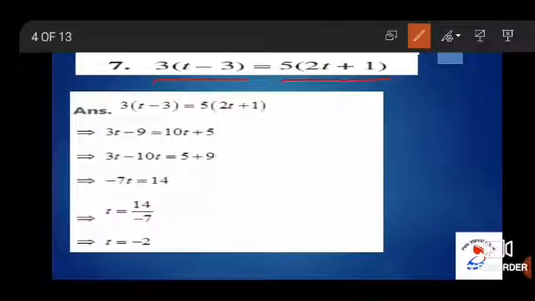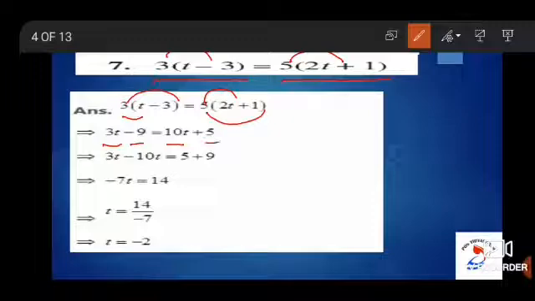As I have told you, if a bracket is given, you need to multiply the number 3 inside the bracket with both the terms, and similarly 5 with both the terms that is present inside the bracket. Now it is 3 into t, that is 3t, 3 into minus 3, that is minus 9, 5 into 2t, that is 10t, 5 into 1, that is 5. So in the next step, 3t minus 9 is equal to 10t plus 5.